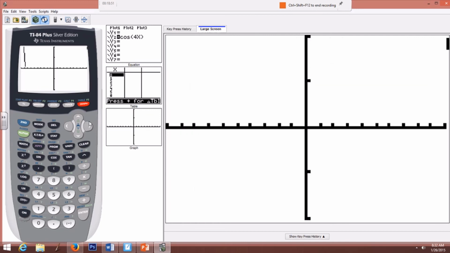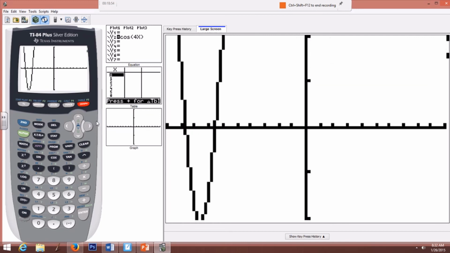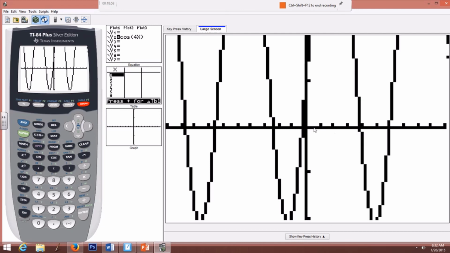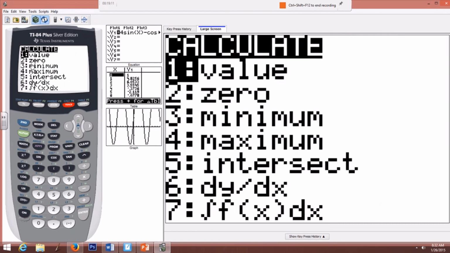And when I hit graph, obviously that equation is going to be bigger. And I see, remember, 2 pi is about 6. So 1, 2, 3, 4, 5, 6. I'm pretty close to 6 here. There looks like there are going to be 2 places where that thing is equal to 0. So go to second, calculate. We're going to find a zero.